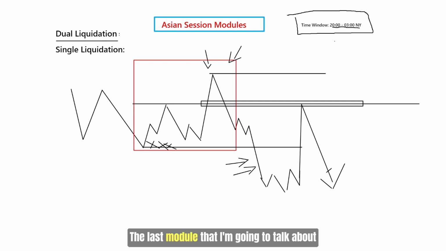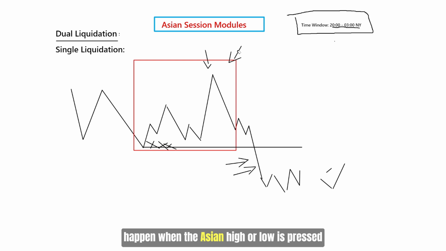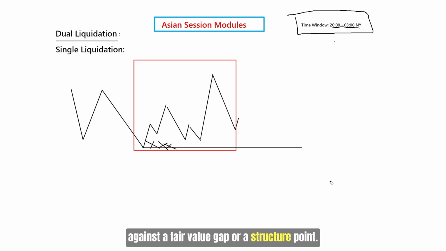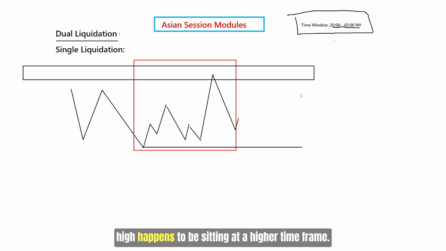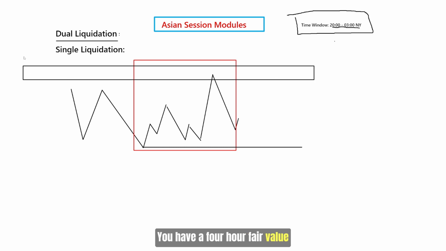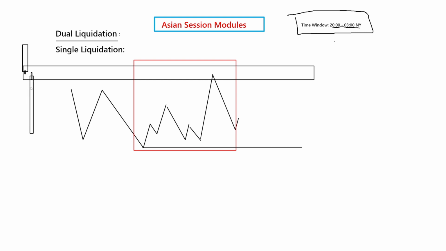The last module that I'm going to talk about in this video is the protected liquidity, which will happen when the Asian high or low is pressed against a fair value gap or a structure point. So let's take this very exact example. Let's say that on the left of the chart, this high happens to be sitting at a higher time frame fair value gap, right? You have a 4-hour fair value gap that the market formed over here.